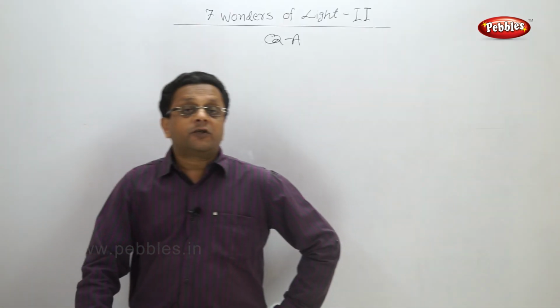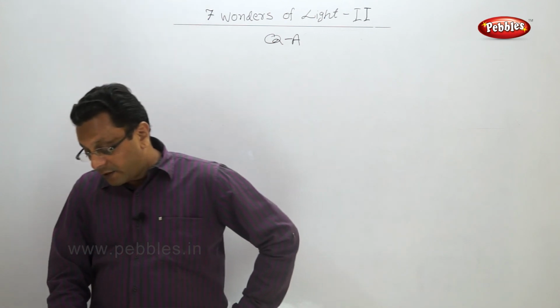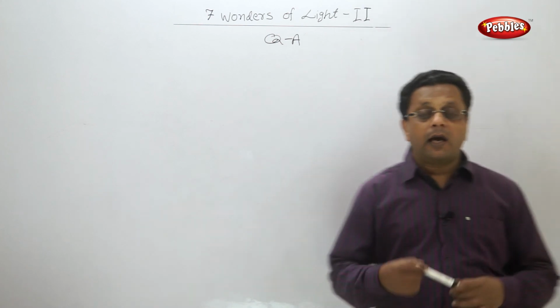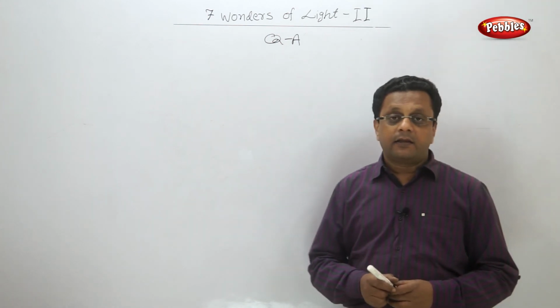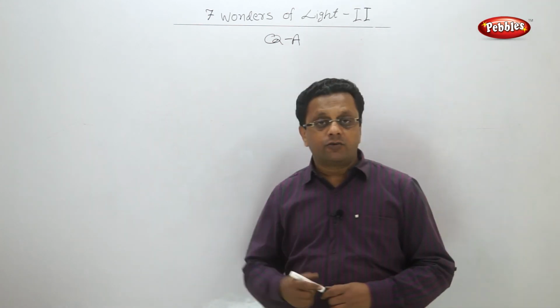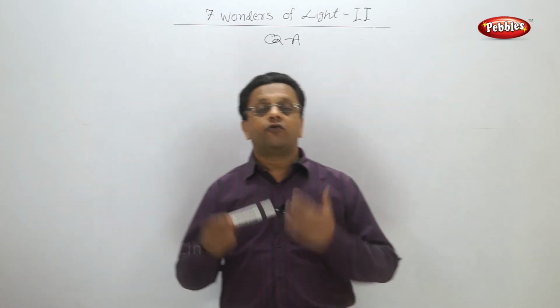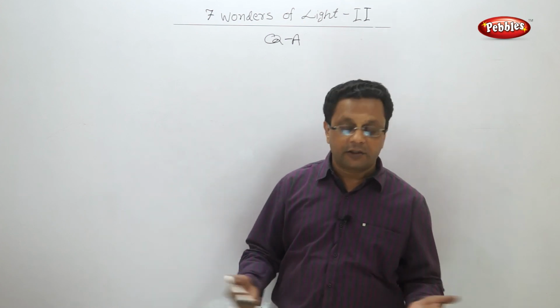Obtain the relation between the refractive index of second medium with respect to the first medium and the refractive index of first medium with respect to the second medium. Very simple. I have explained you clearly, that is 1n2 is equal to V1 upon V2 and 2n1 is equal to V2 upon V1. This is what they have asked.